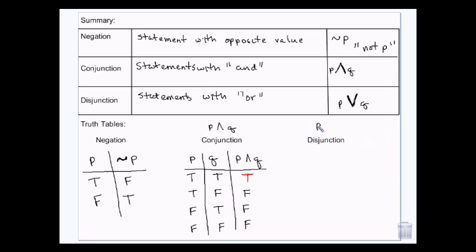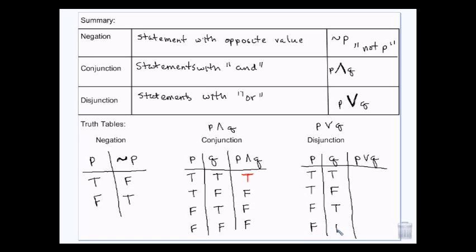So if we do a disjunction, P or Q, we have the same letters. We have P, Q, and then the combination. Again, I can have a true P and a true Q. I can have a true P and a false Q. I can have a false P and a true Q, or I can have a false P and a false Q.